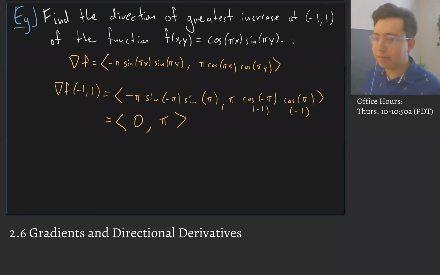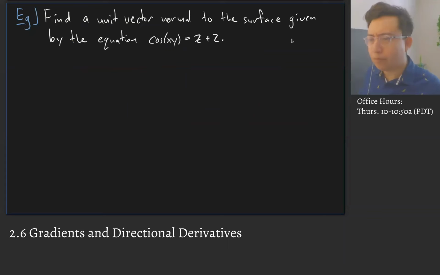And so that's kind of how you can do it. Cool. Let's see another example here. So let's find a unit vector normal to the surface given by this equation here.